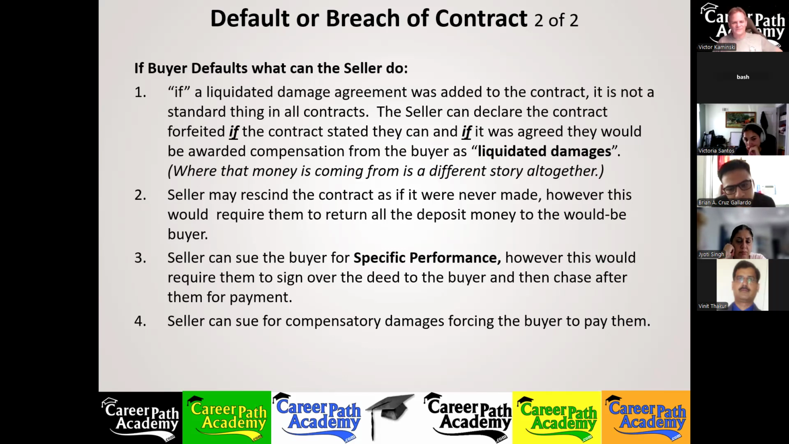What I mean by that, let's finish reading this. A seller can sue the buyer for specific performance. However, this would require them to sign over the deed to the buyer and then chase after them for the payment. So think about it for a second. The buyer defaults because they say, you know what? I changed my mind. I don't want to purchase.